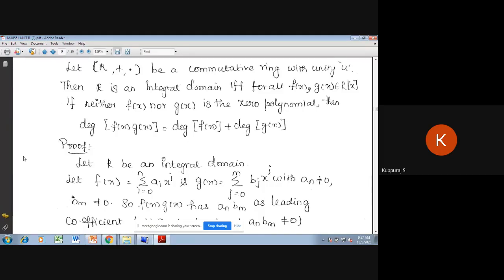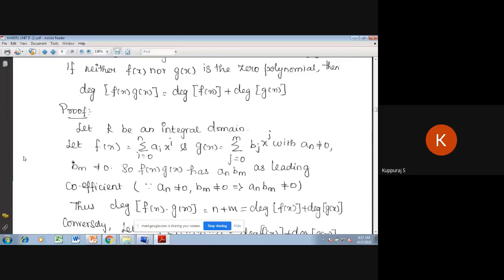So in the first part of the proof, we have assumed capital R to be an integral domain. Then consider f(x) equal to summation i equals 0 to n of a_i x^i, and g(x) equal to summation j equals 0 to m of b_j x^j. The degree of f(x) is n and the degree of g(x) is m. The leading coefficient of f(x) is a_n. The leading coefficient of g(x) is b_m.